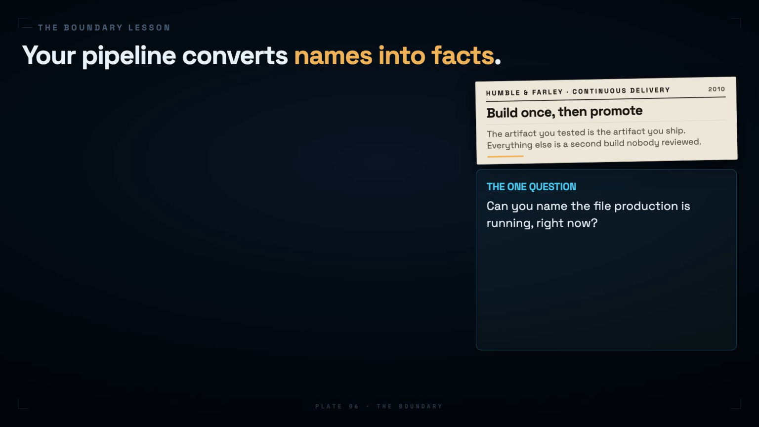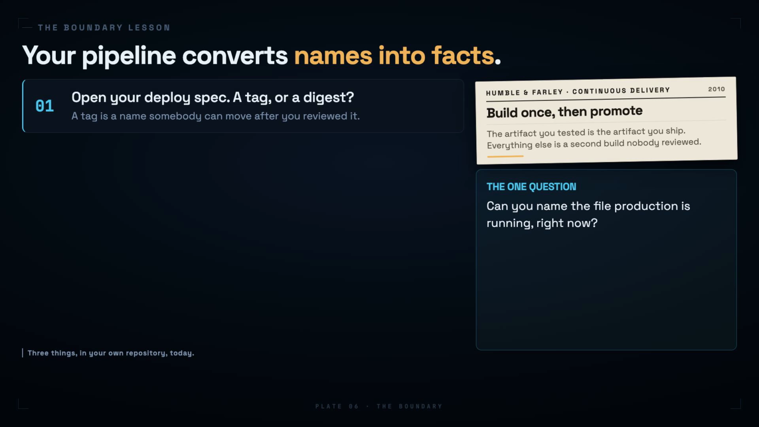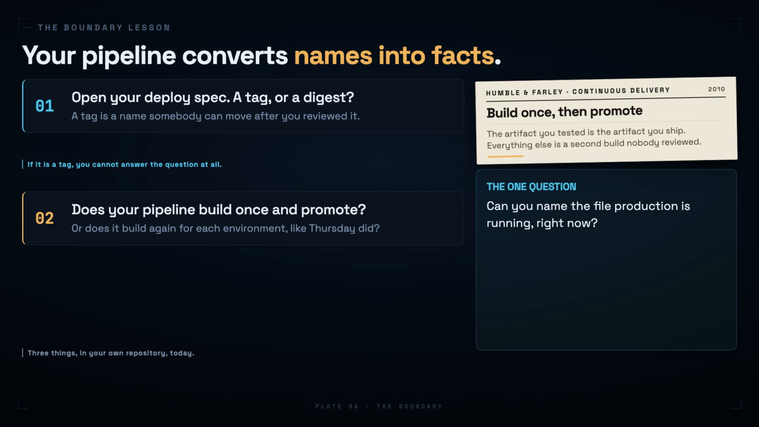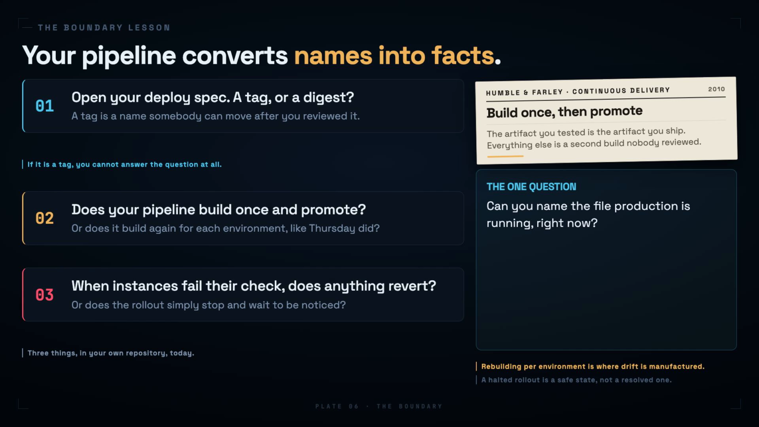3 things to go and check today in your own repository. 1. Open your deploy spec. Does it name a tag or a digest? 2. Does your pipeline build once and promote or build again for each environment? 3. When new instances fail their check, does anything actually revert? If the answer to that last one is a person, then that person is your rollback.